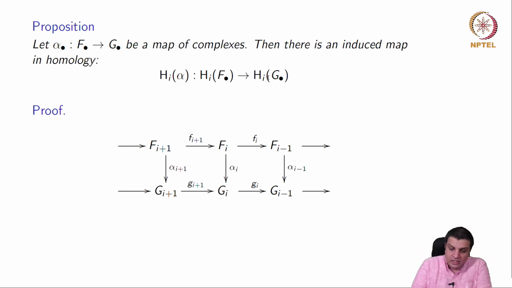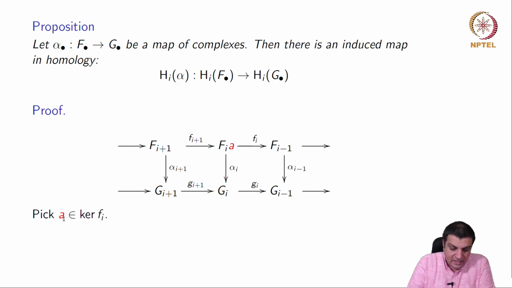Okay, so we need to look for elements in the kernel here, that is, the kernel of Fi mod the image of Fi plus 1. And we need to get them to an element in the kernel of Gi mod the image of Gi plus 1. So from the kernel in the top row at Fi to the homology of the bottom row that is inside Gi. Okay. So we'll do this by doing what is called diagram chasing.